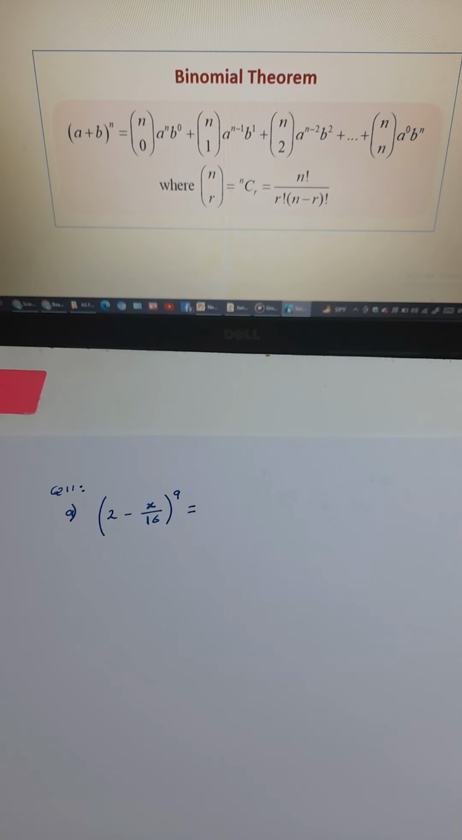Let me remind you of the binomial theorem for the expansion of (a plus b) to the power n: n over 0, a to n, b to 0, plus n over 1, a to n minus 1, b to 1, plus n over 2, a to n minus 2, b squared, plus until the last term, where n over r equals n combination of r, which is equal to n factorial over r factorial times n minus r factorial.